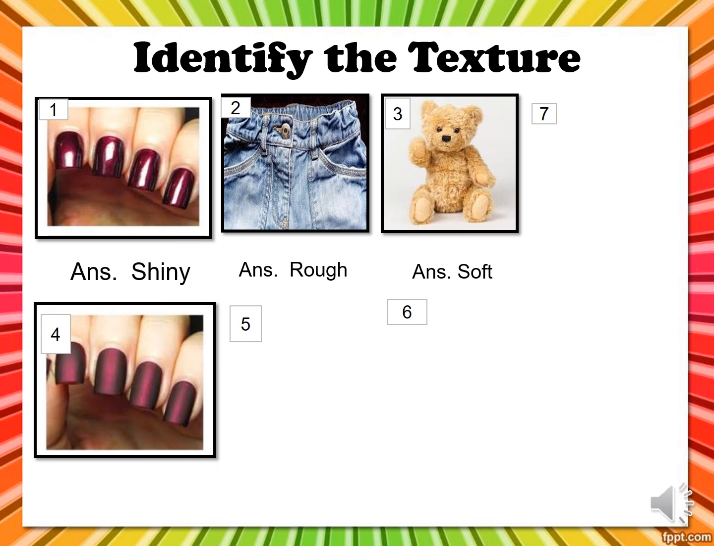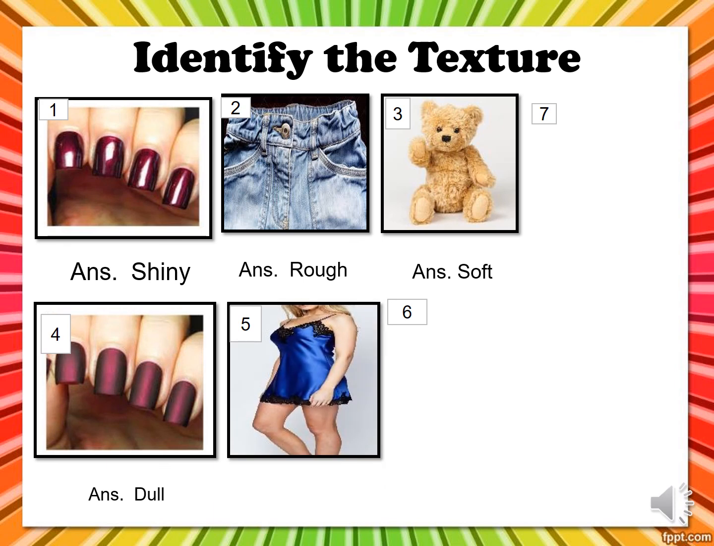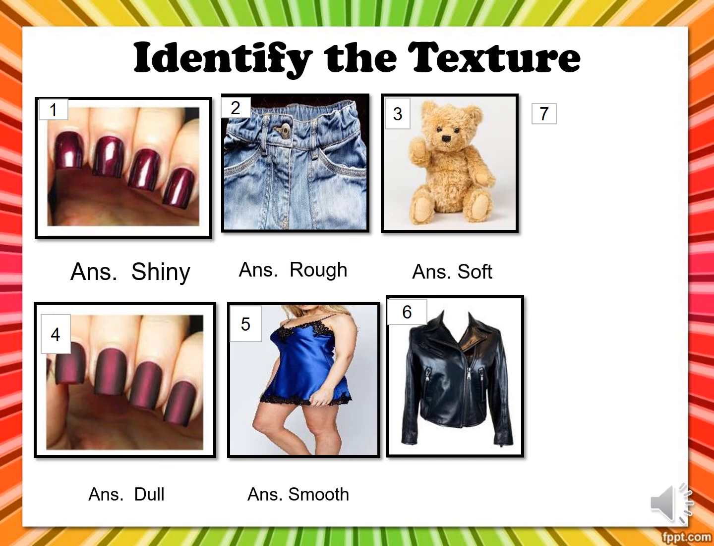Let's look at these nails again. What type of texture are you seeing on these nails? Did you say dull? Yes, they are dull. Let's look at this night dress. What type of texture are you seeing in this dress? Did you say smooth? Yes, but I did hear somebody say it is shiny as well. Yes, it can be shiny as well as smooth, but we are going to use smooth for our texture for this session.